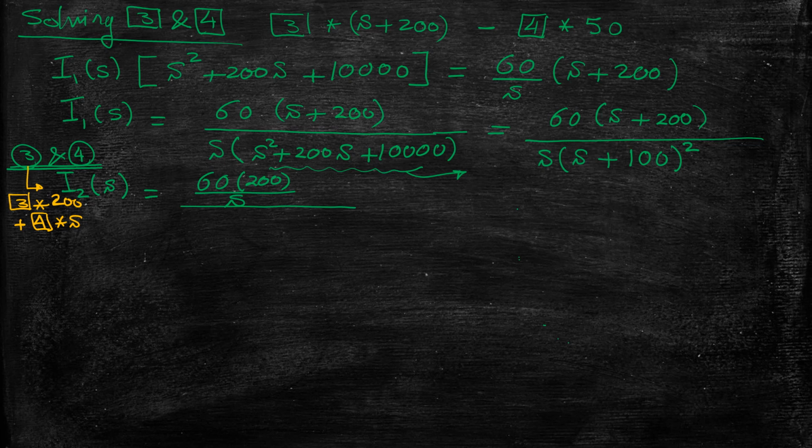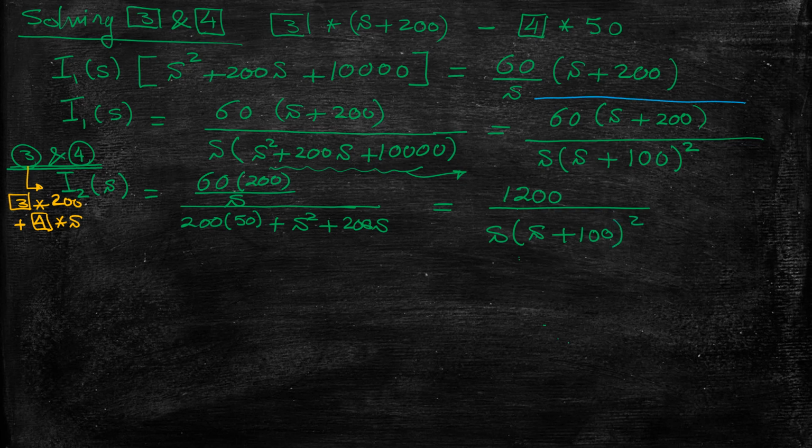And then we'll have this 200 multiplied by 50, and we have the other terms S squared plus 200S, which will be at the end this 1200. We have this S, and we have S plus 100 squared. So at the end, we have two fractions. These two fractions are considered the I1 and I2 as a function of S. So how can we solve these problems?